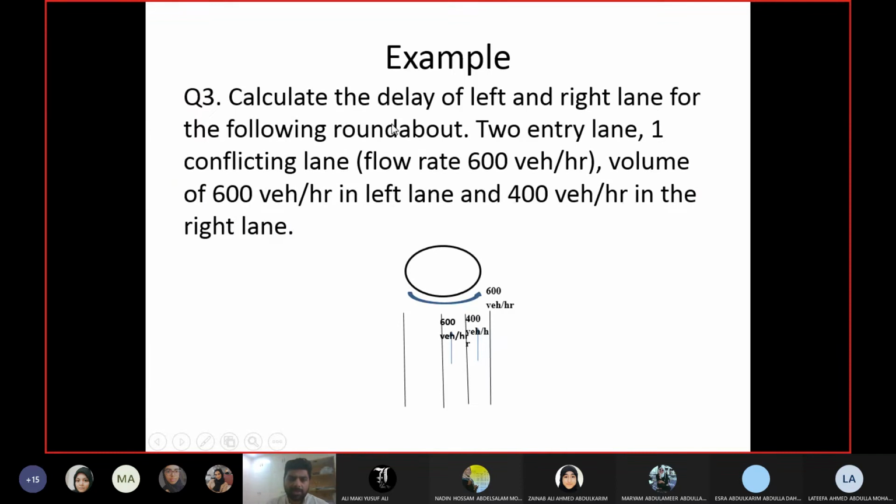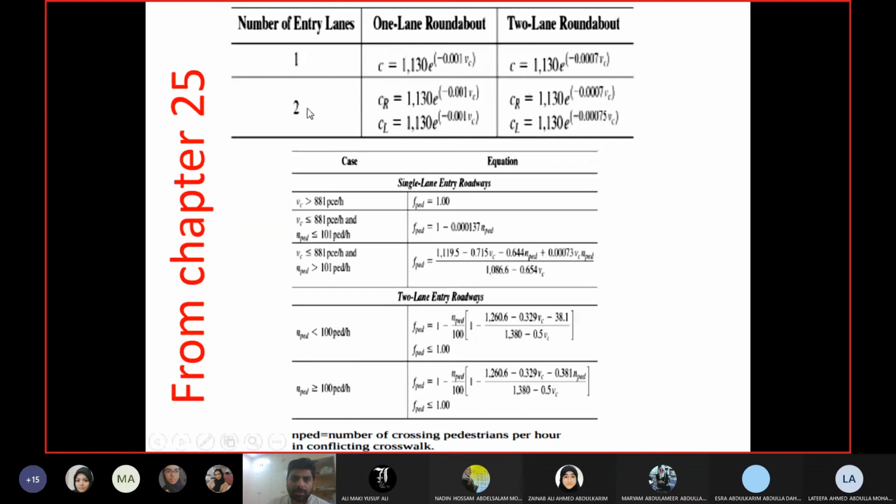We have to calculate the delay of the left and right hand lane for this roundabout. You can see 2 lane entry, and there is 1 lane on the roundabout, 1 conflicting lane. This conflicting lane has a flow of 600 vehicles per hour, and the volume for each of the entry lanes is given, and they are different obviously. So the delay will be different if the volume is different. This makes sense. First of all, we need to find out which equation I should use. You see here, 2-lane entry, 1-lane roundabout. I'm talking about this case now.